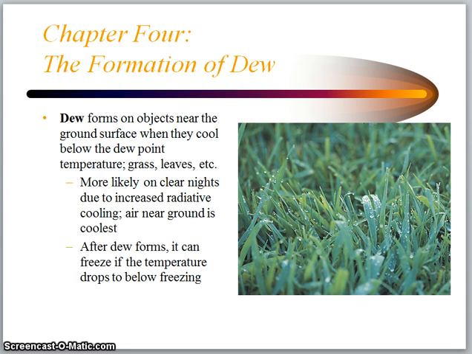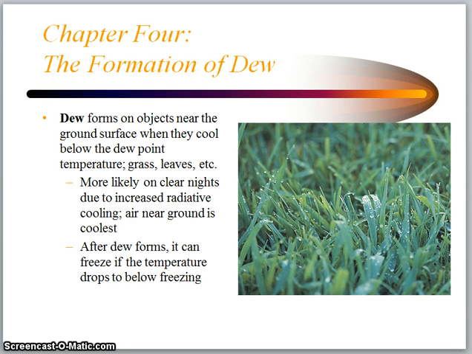Dew, those little blobs of water that form on objects in the early morning hours, forms on objects near the ground surface when those objects cool below the dew point temperature. We talked about the dew point in Chapter 3. That's the temperature to which the air has to fall in order for saturation to occur. So very commonly in the early morning hours, especially on a clear, calm night, you will find dew forming on grass, leaves, highly radiative surfaces like, say, maybe the rooftop of your car, your windshield, and so on.